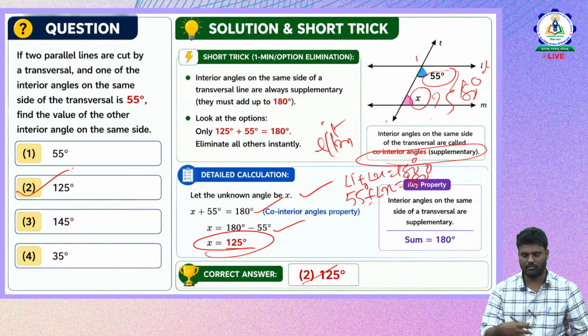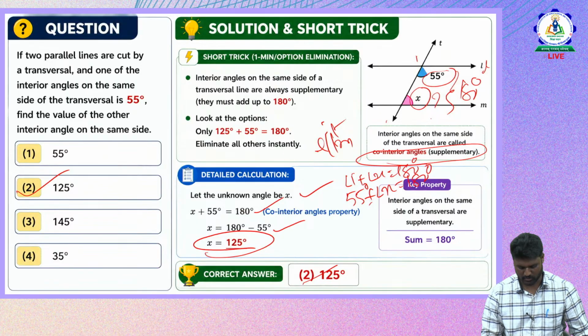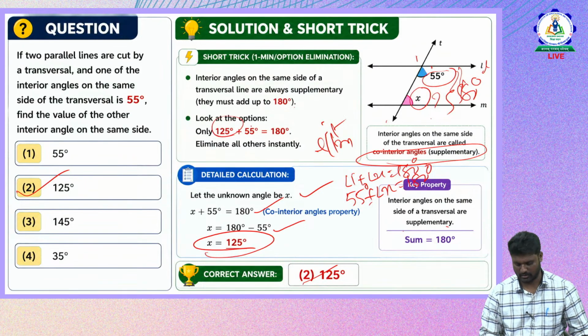If you remember these formulas, we can easily solve this. Even without them, we can solve it just by remembering the concept of interior angles on the same side of the transversal. If both angles should sum to 180, one angle is given and the other we don't know, so when you subtract the given one, we'll get the other angle.